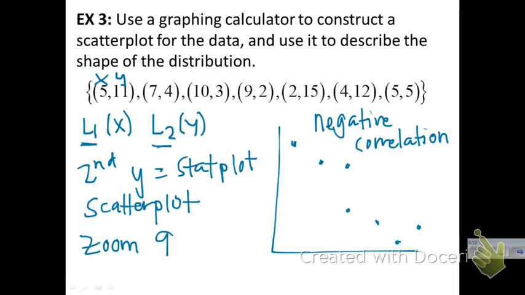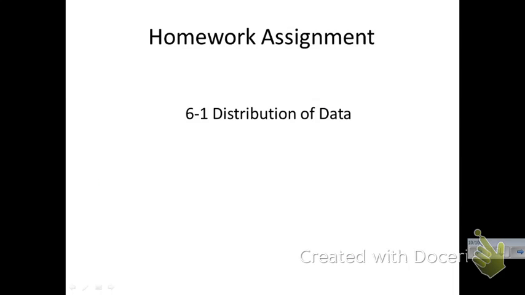And that's really what we're looking at today. We're looking at, can you describe the distribution of the data? Is it a negative correlation for scatter plots, positive or no correlation? For the box and whiskers and histograms, is it skewed negatively, positively, or is it symmetric? And so that's what you'll be trying to identify once you've entered the data into your calculator. So hopefully that will help you with your 6-1 distribution of data. Good luck.